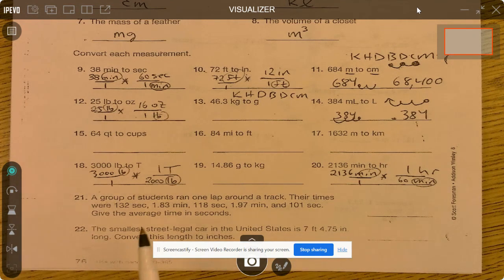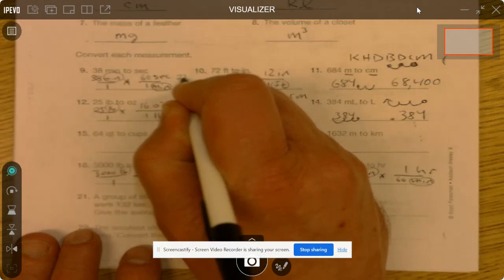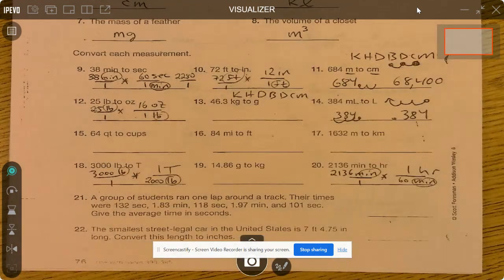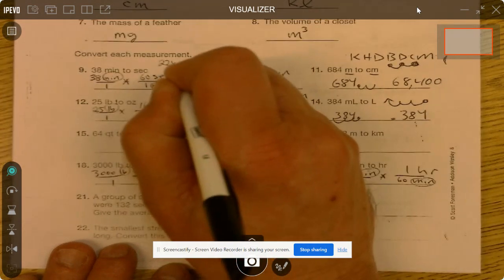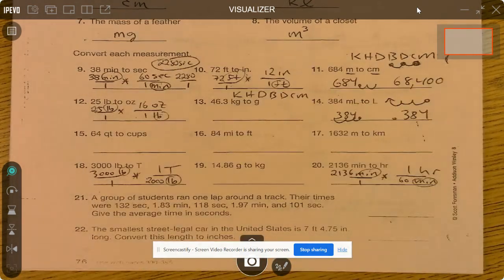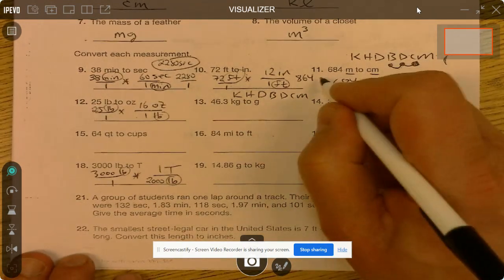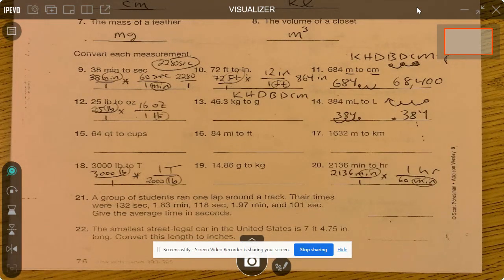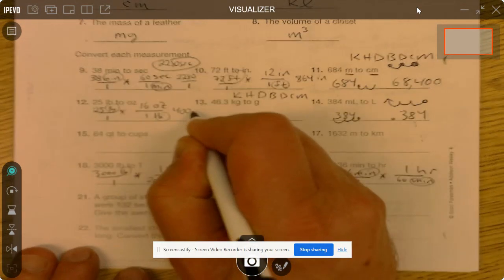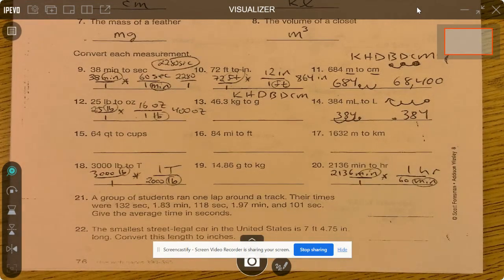The answer for every one of these questions is always going to be top times the top and bottom times the bottom. Top times the top is 2280. Bottom times the bottom is 1. And anything divided by 1 is just 1. So the answer is 2280 seconds. If you have 1s on the bottom, you don't need to do anything more than just do the top times the top. So I will not go through that with this one. Top times the top is 864 inches. And I don't need to divide. The next one is 400 ounces because 25 times 16 is 400.